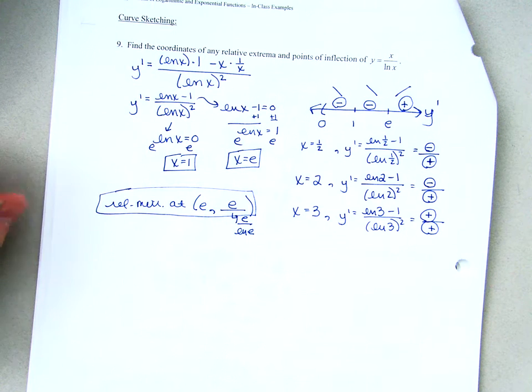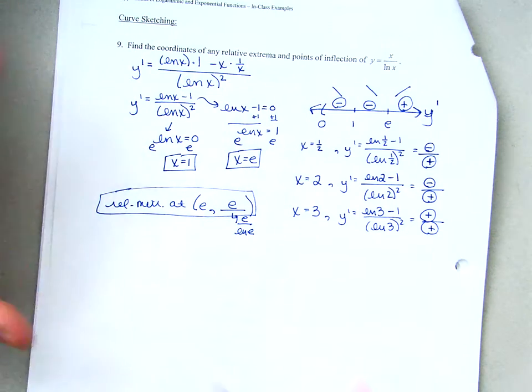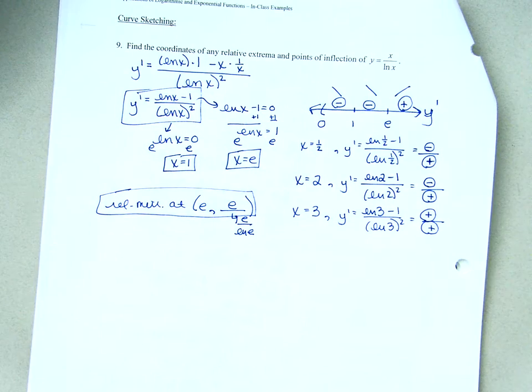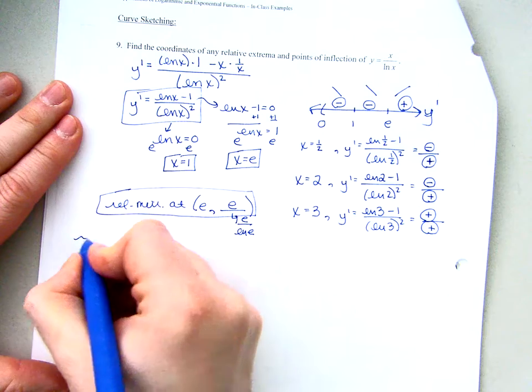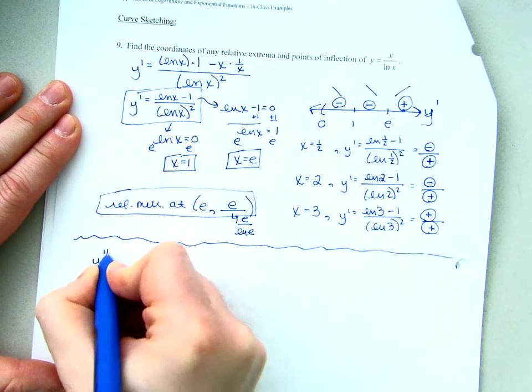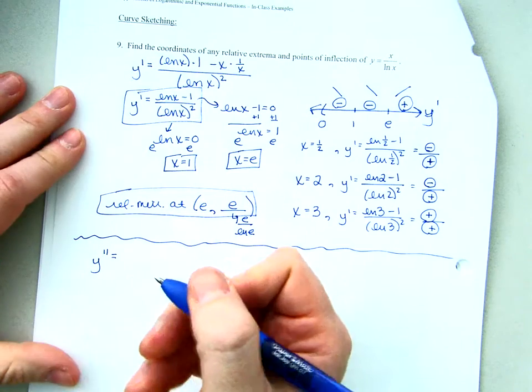Next, we need to look at points of inflection, which means what? Y double prime. We need the second derivative. I would take this version of the first derivative. I would not do any rewriting. I would leave it as quotient rule. Find your derivative, and see if there's a little bit of simplifying you can do. But again, I'd like to do the number line work with you. Leave it as a fraction. Use the quotient rule.